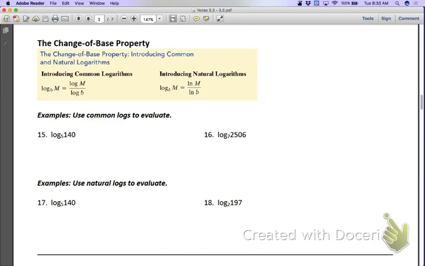Whenever we do change of base, you're basically going to turn this into a common log or a natural log. So we're basically putting everything in base 10. It's your of number over your base. So if I have log base 5 of 140, then all I'm going to do is take log of 140 and divide it by log of 5.